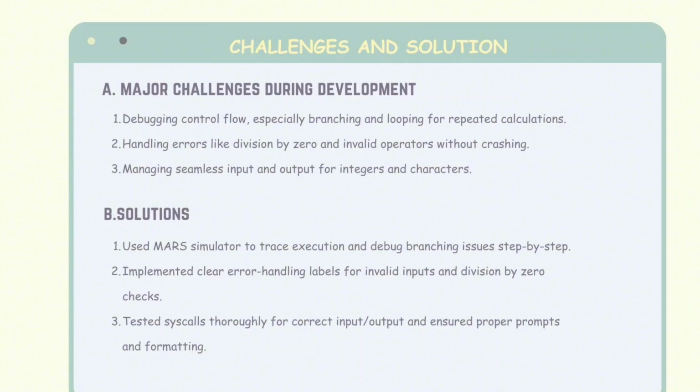B. Solutions. Used Mars Simulator to trace execution and debug branching issues step by step. Implemented clear error handling labels for invalid inputs and division by 0 checks. And lastly, tested cycles thoroughly for correct input, output, and ensured proper prompts and formatting.